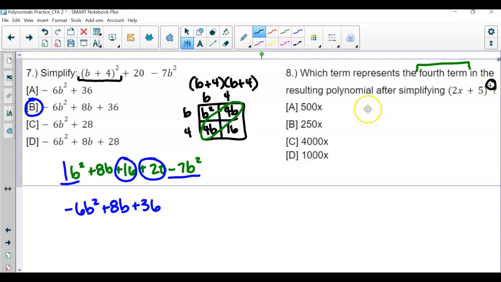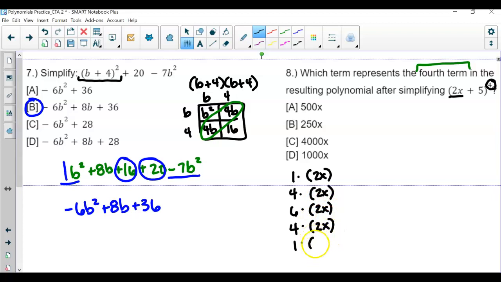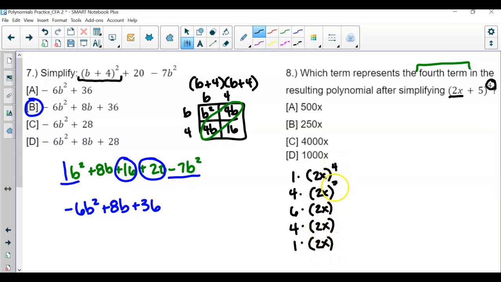So with the coefficients of 1, 4, 6, 4, and 1. Then here, remember, first term is now a 2x. So I'm going to keep that all together in parentheses as I bring that down. Then we always have our exponent for the first term. We're starting to the fourth power, so 4, 3, 2, 1, 0.